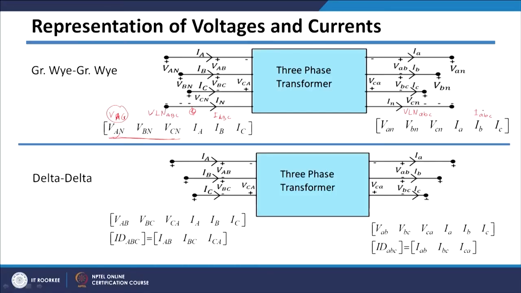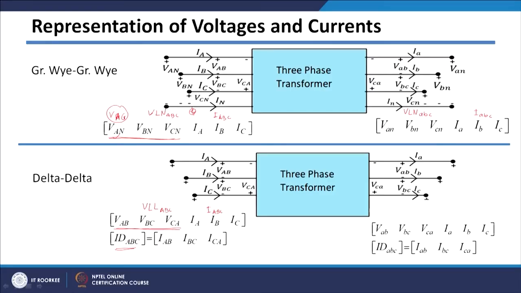In case of delta-delta connection, we have seen that we represent voltages using line to line voltages, that is VAB, VBC and VCA, and collectively we can call it V line to line, VLL ABC. So, when I say VLL ABC, they will be line to line voltages of all the three phases. Again this will be IABC. However, delta current collectively I am calling IDABC.